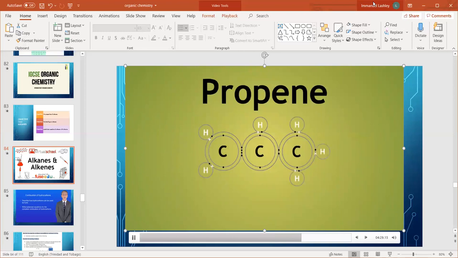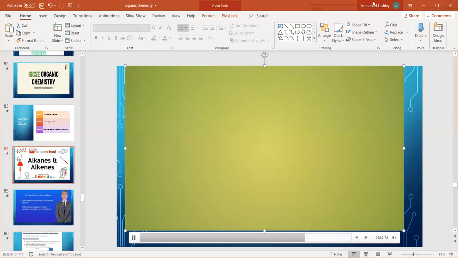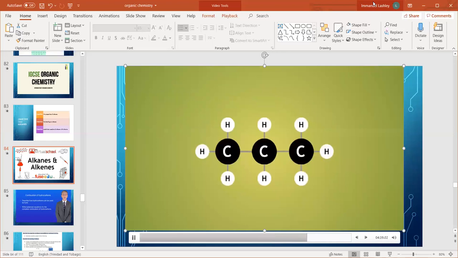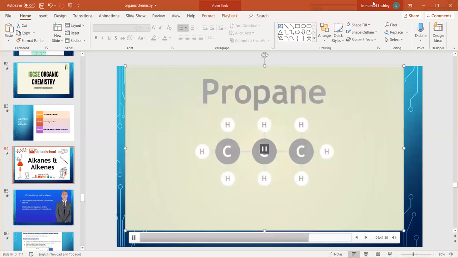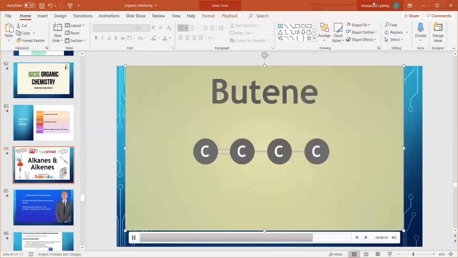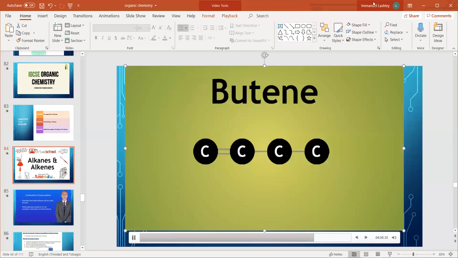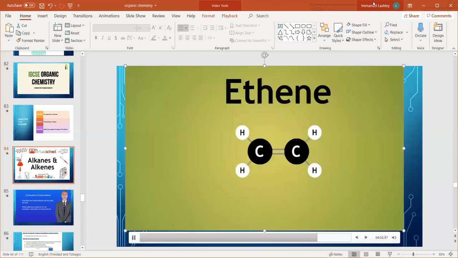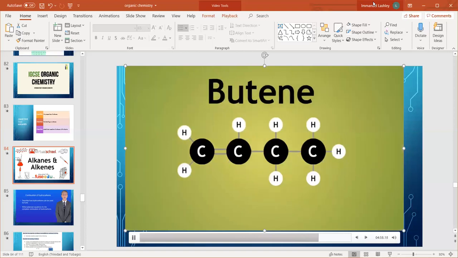Since we now understand the covalent bonding in these molecules, let us replace the dot-cross diagram with the structural formula. Here is the structural formula of propene. Pause the video now and try to complete this structural formula of butene. Here is the completed structure. Did you get it right? Here are the structural formulas of the first 4 alkenes.